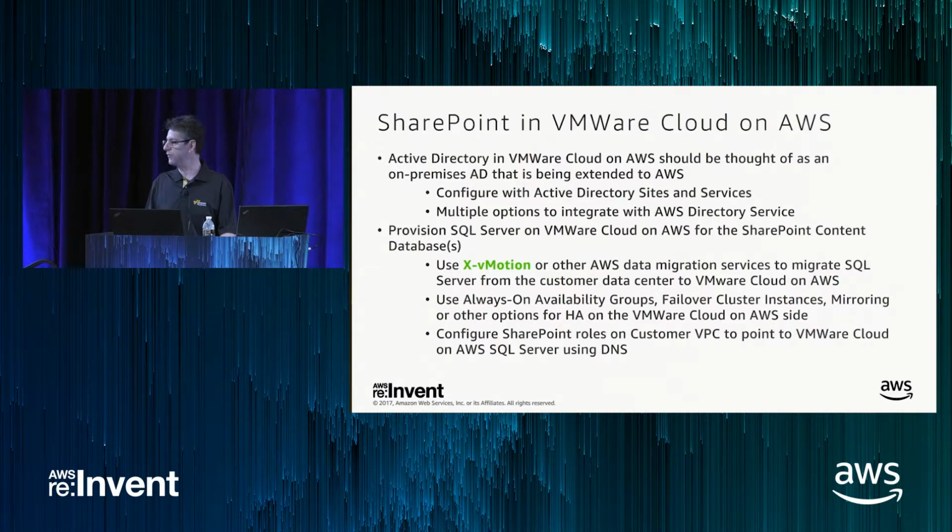So a reason for doing this would be if you're concerned about the entire account or the entire VPC on either side, either the Amazon side or the VMware side, being a single point of failure, you can have an availability group spanning both sides.